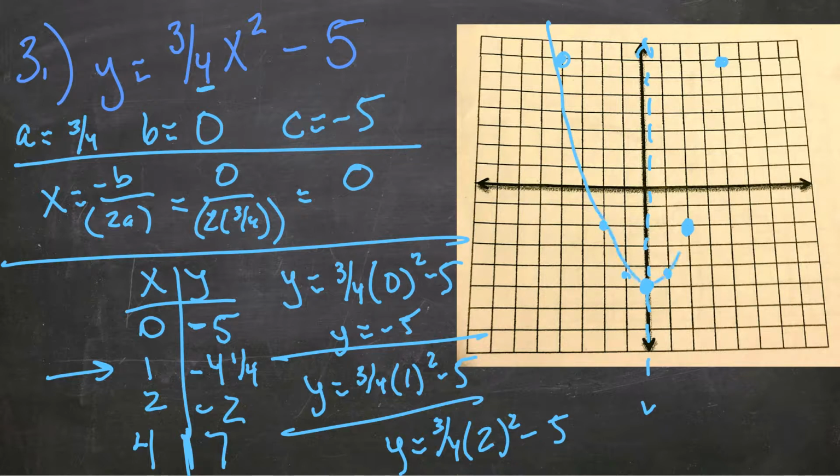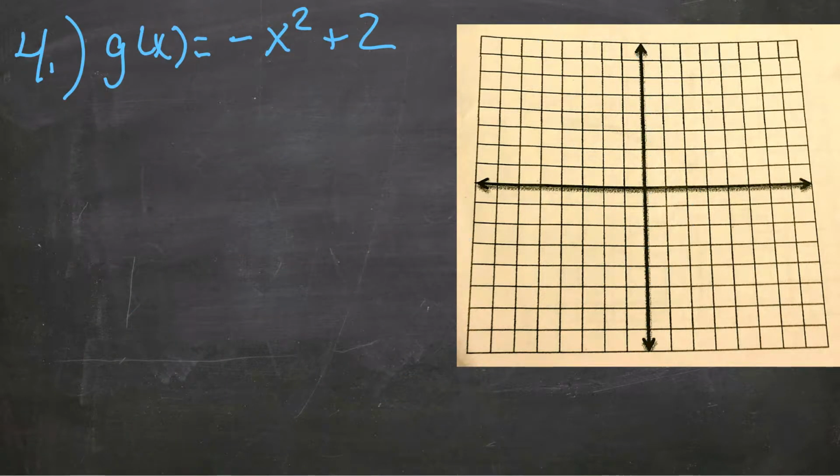Now make my U. And we're done. That's it for number 3. Alright, number 4. G of x equals -x squared plus 2. Remember, if you don't like that g of x, just cross it out and put a y there. A is -1. Because although we don't see anything, there's still a number there. B is 0, and C is 2.